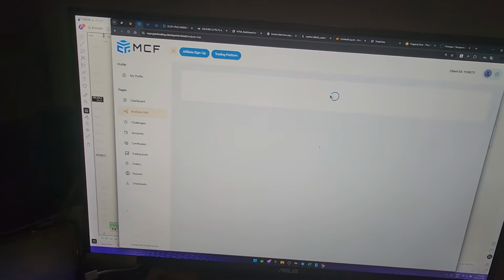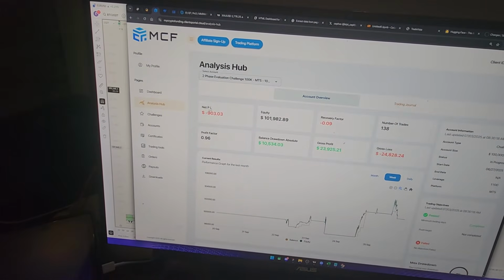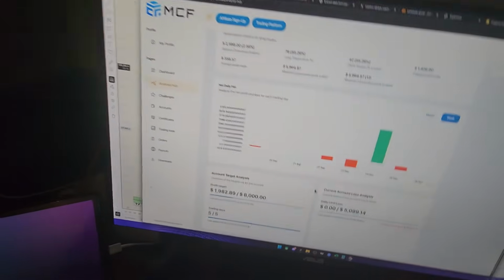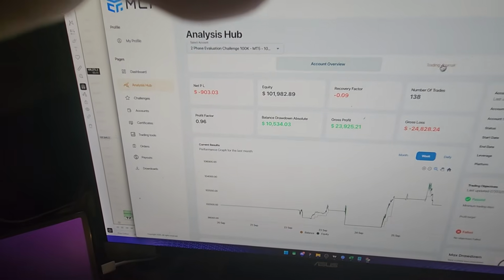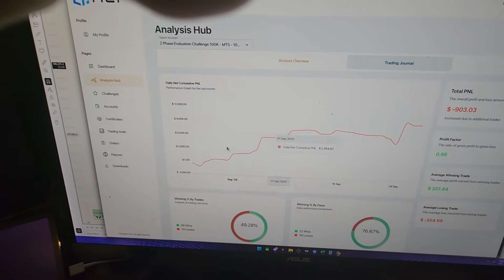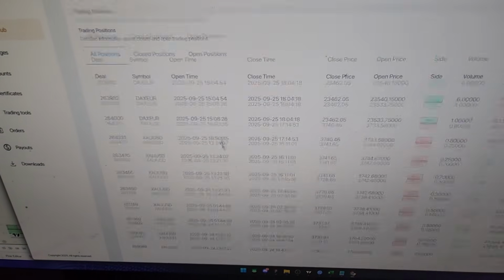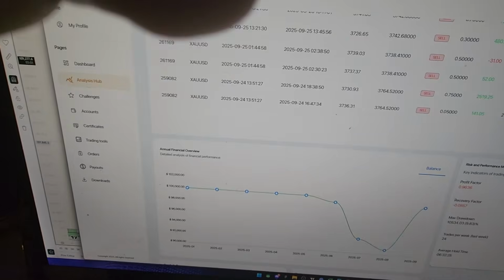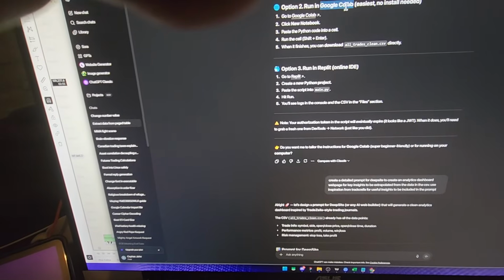Basically, when I go to my analytics, this is the analytics page, and I cannot download my trade history. If I go up to the trading journal part of the website, I can't download my trading history. So I had to use some code from ChatGPT. I had to ask it, how can I extract the data? And it told me to use Google Colab and stuff like that.